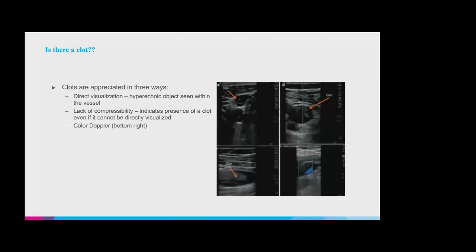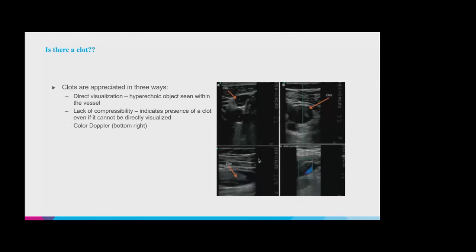So these are just ways we appreciate whether there's a clot, right? So the main way, what you hope to see, is direct visualization, right? So you may see a hyperechoic object within the vessel. So you can appreciate a hyperechoic object right here. And then this is going to be more towards the side of the vessel here, right? And then this is a longitudinal view, but you can really make out the clot here.